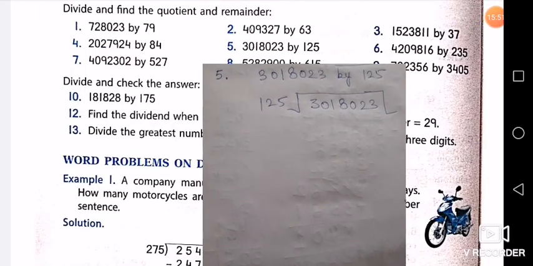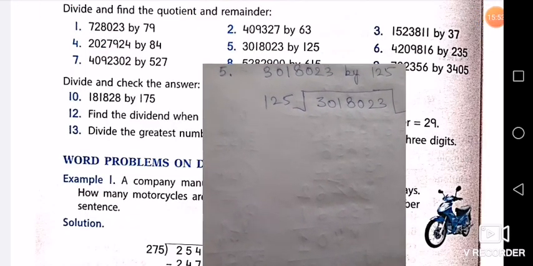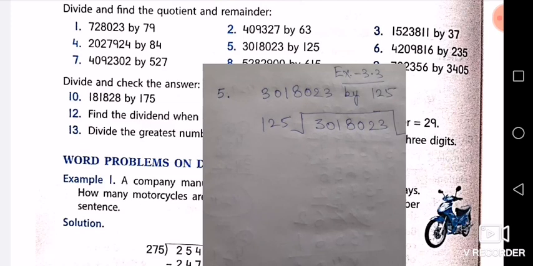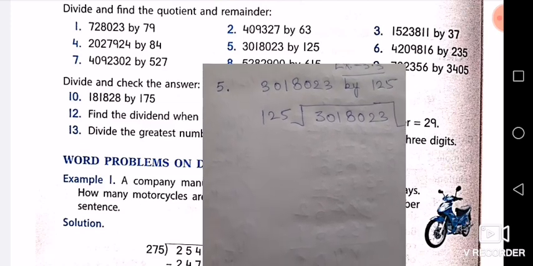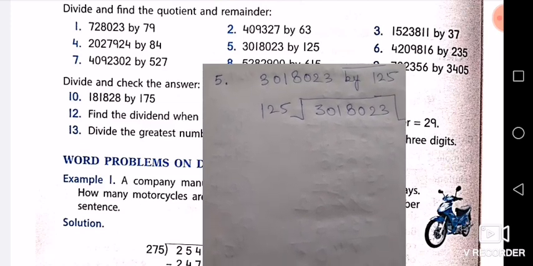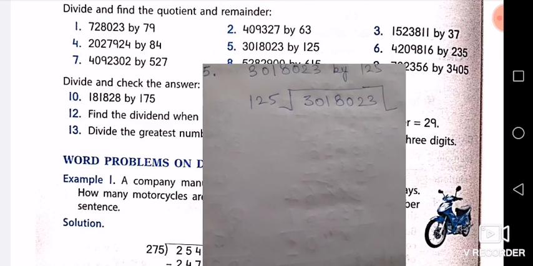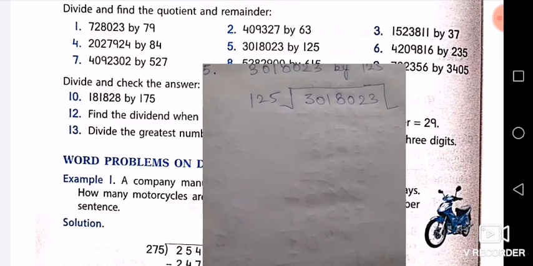So now we will do the exercise. As you all know, question numbers 1 to 4 we have done yesterday. So now we will start with question number 5. You have to divide and find the quotient and remainder in each question. Now here this number is going to be divided by 125.